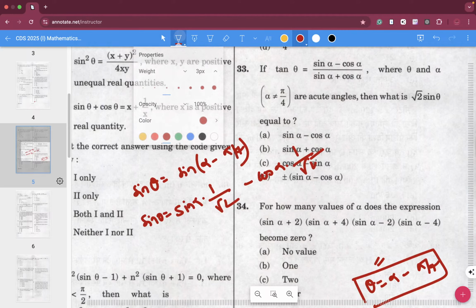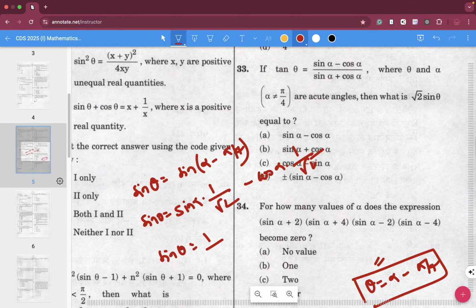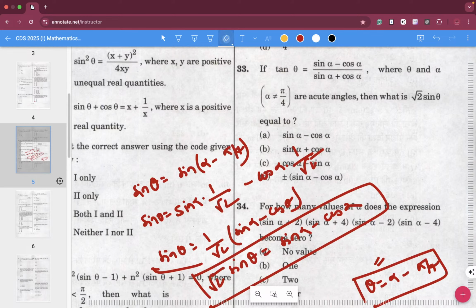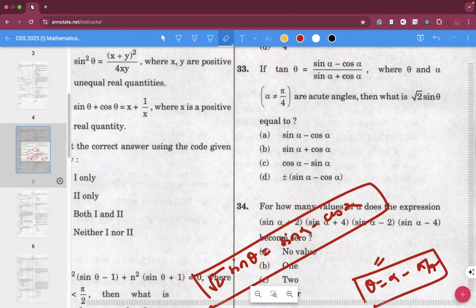Can I take 1 by root 2 common? If I take 1 by root 2 common, it gives sin alpha minus cos alpha. Can I take root 2 over to the left hand side? It will give you root 2 sin theta is equal to sin alpha minus cos alpha, right? Is that what we are getting? So which one do you think is the correct answer in that case?